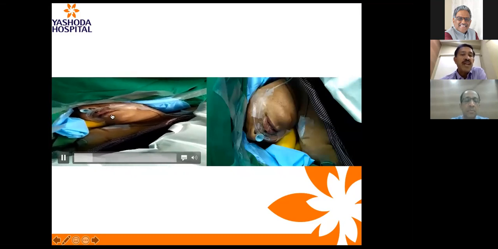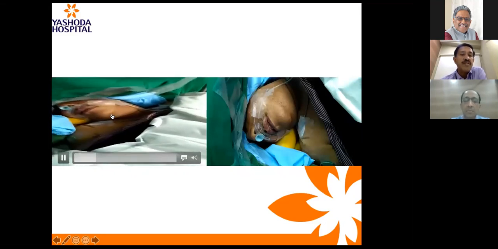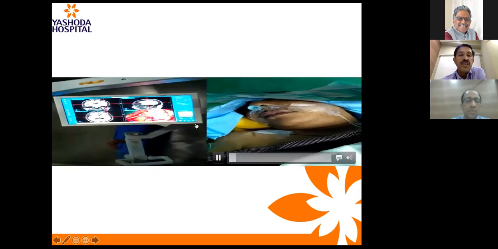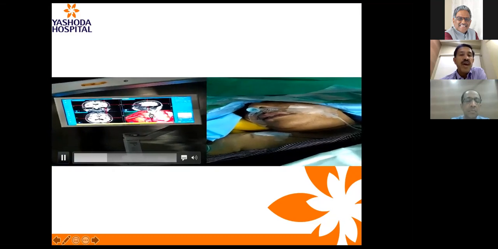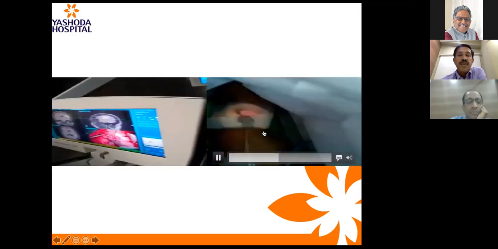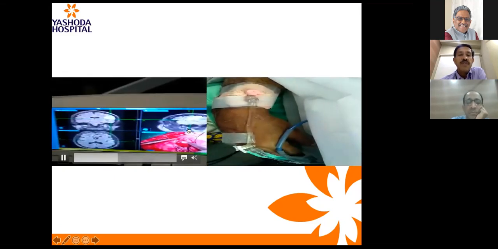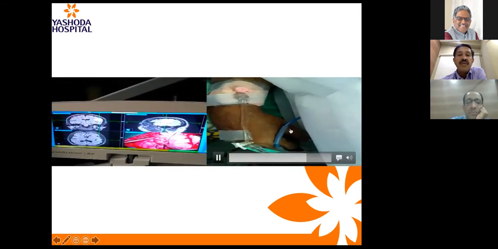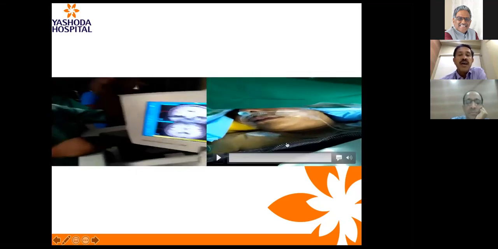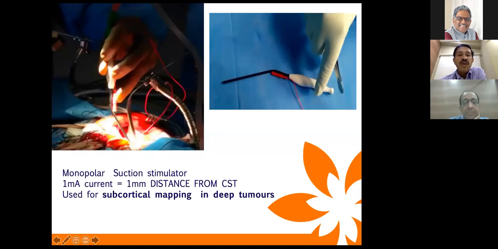You can see that there are facial twitchings happening when we stimulate near the cortex. And you can see in this image, we are also checking in navigation where exactly the position is. And you can see here, while we are stimulating in that region, the hand is twitching. So we know that we are at the hand area, and we proceed more carefully.